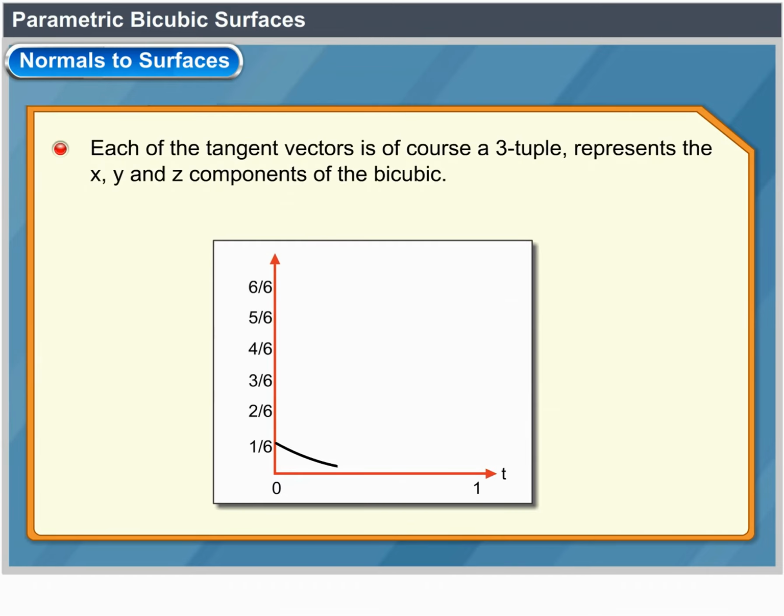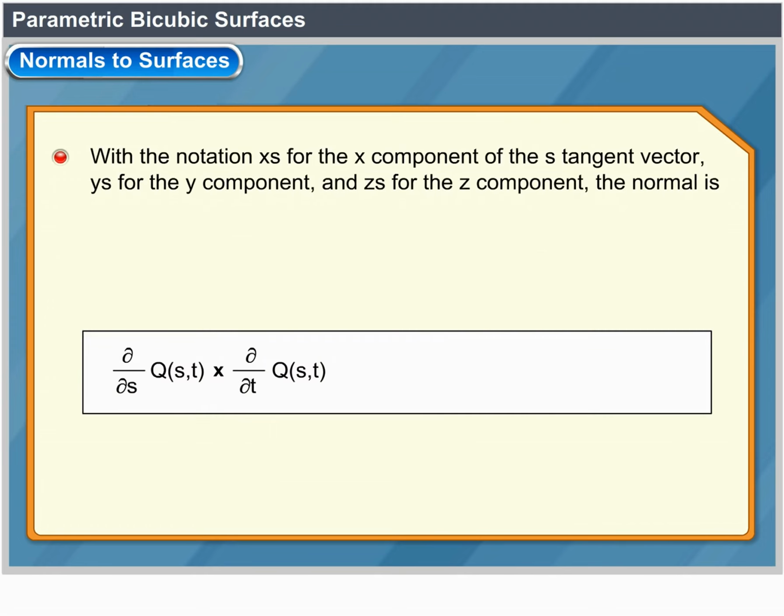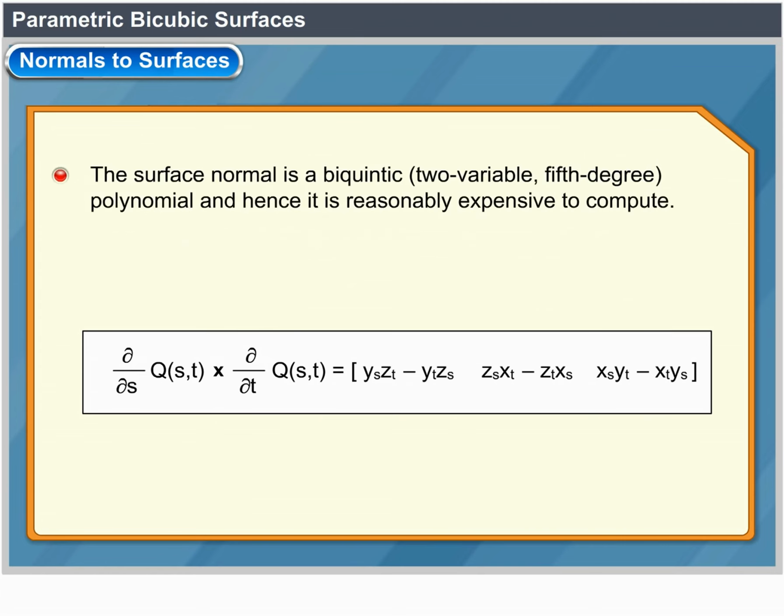Each of the tangent vectors is of course a 3-tuple representing the x, y, z components of the bicubic. With the notation xs for the x component of the S tangent vector, ys for the y component and zs for the z component, the normal is as per the equation shown. The surface normal is a biquintic, that is, a two-variable fifth-degree polynomial, and hence is fairly expensive to compute.